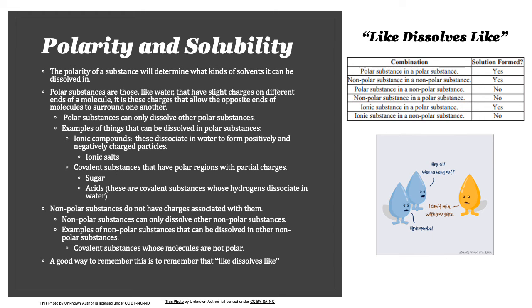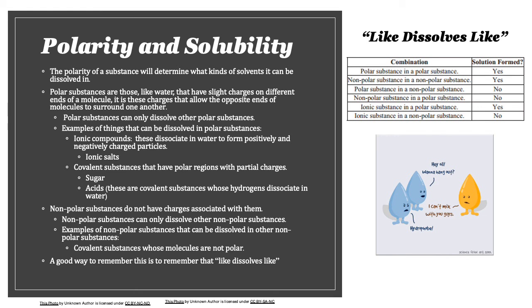All right, the last thing that we're going to talk about is polarity and solubility. We kind of touched on this a little bit on that first slide when we talked about solubility, but we're going to go ahead and talk about it again. Remember, the polarity of a substance is going to determine what kinds of solvents it can be dissolved in. Polar substances are those like water that have slight charges on different ends of the molecule. And it's these charges that allow the opposite ends of molecules to surround one another. Polar substances can only dissolve other polar substances.